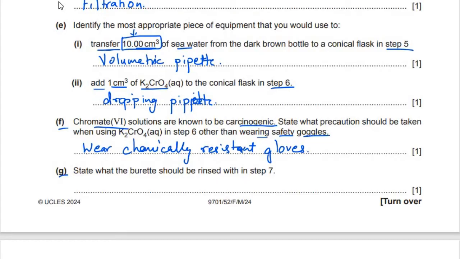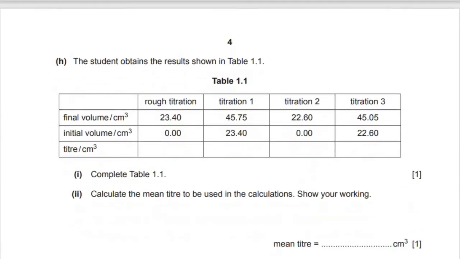Question G is, state what the burette should be rinsed with in step 7. Now the burette we are filling with solution X. So rinsing also has to be done with solution X before we actually start the preparation, so that the concentration of solution X does not change during the titration. So we rinse the burette with whatever solution we are using for the titration.